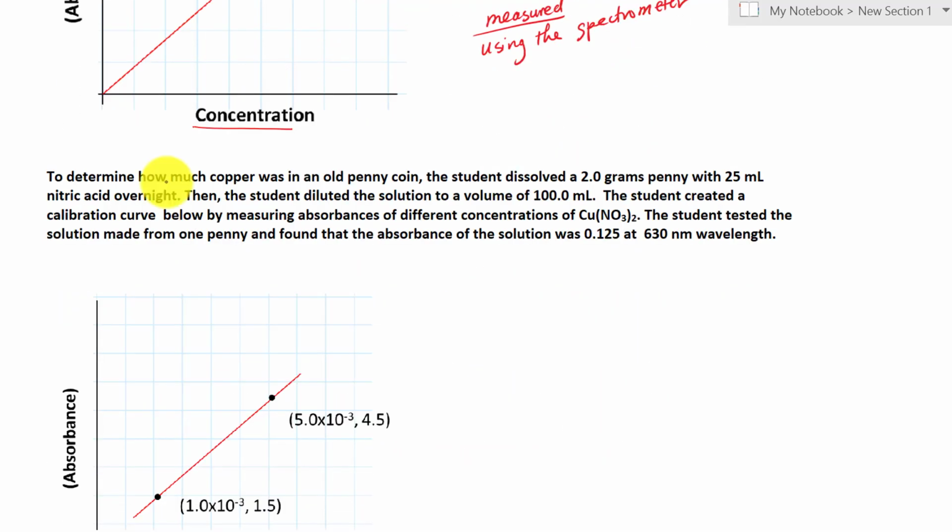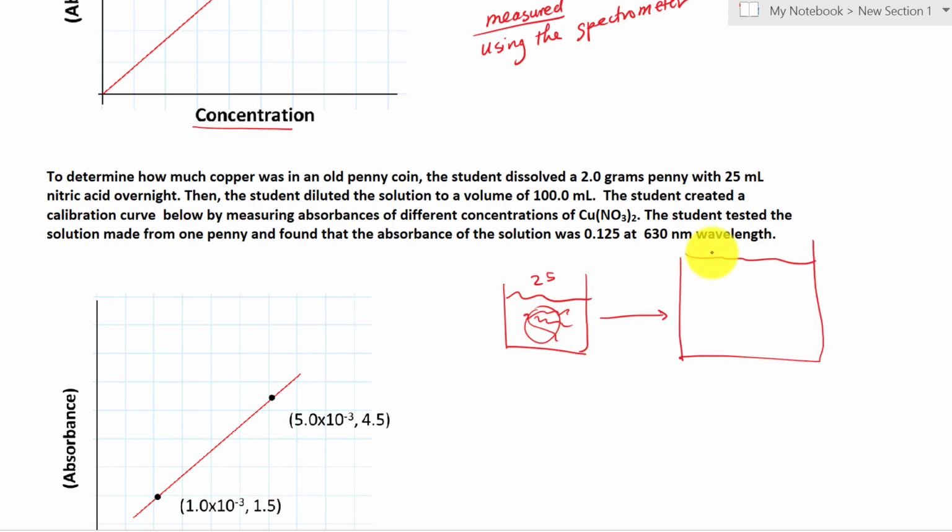Now let's look at an example problem where we can actually carry out this experiment in our class. To determine how much copper is in an old penny coin, the student dissolved a 2.0 gram penny in 25 milliliters of nitric acid overnight. Then the student diluted the solution to a volume of 100 milliliters. So what's happening there? Let's draw this out. This would be 25 milliliters of nitric acid, and this is your penny, and the penny is going to dissolve overnight.